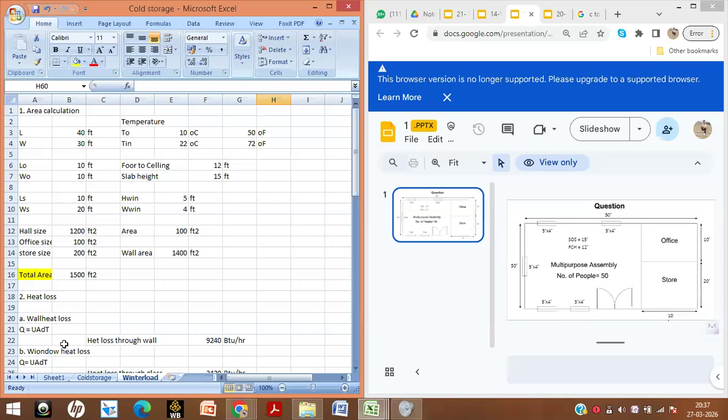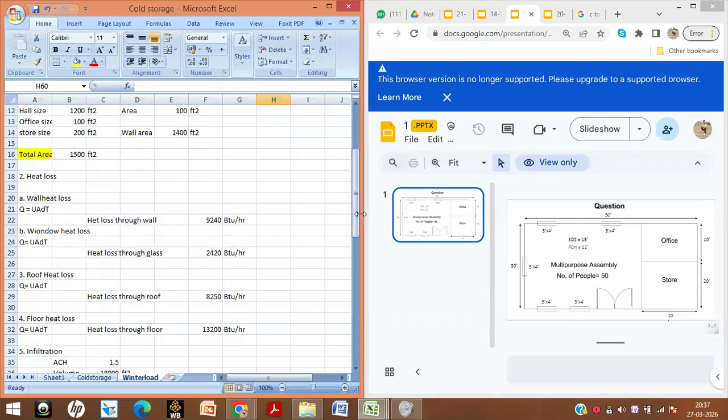which is U is that value, and area we need to calculate, this 1200 feet square. Okay, so similarly for office size it will be 100 feet square, for store size it will be 200 feet square. So that is how we need to calculate for individually. We can do that. If you want to, you can do an exercise for this also.